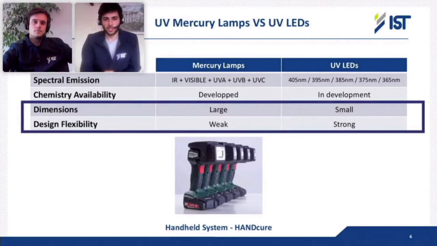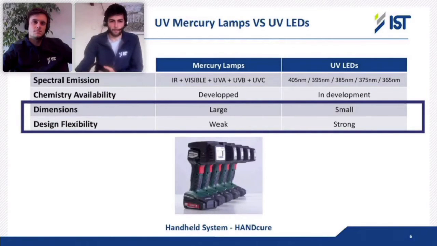The second main difference is the size. UV LEDs are smaller and you can make custom designs. For example, we have shown a handheld system we offer at IST, the SRIMMMM. You can see this system is based on the UV LED technology. It would not be feasible and available in mercury technology.